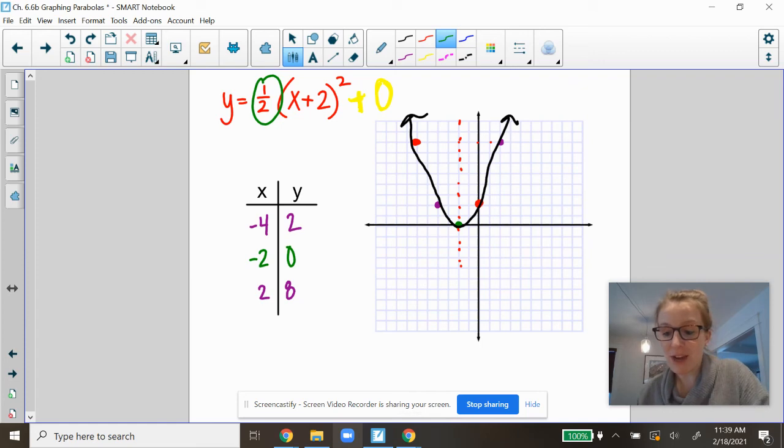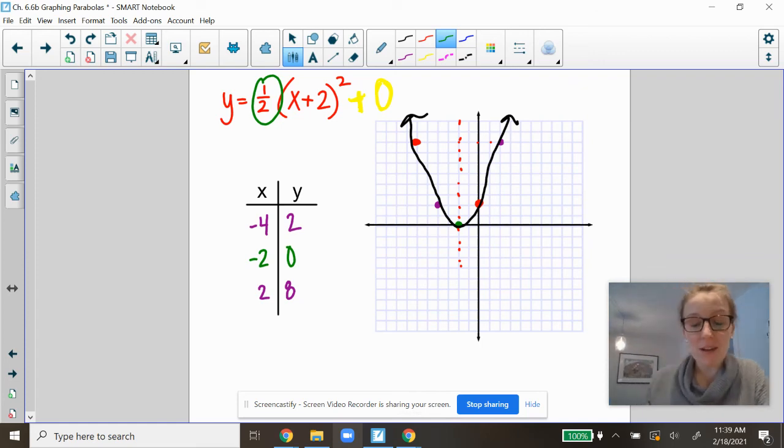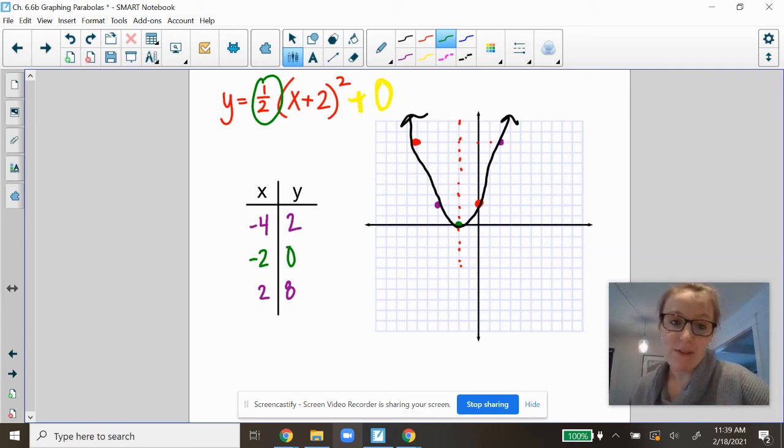So that's parabolas. So now you've learned absolute value and parabolas. Of course, there are a lot of similarities, but remember the difference between the V versus the U, the mountain and valley, and the smile and frown.